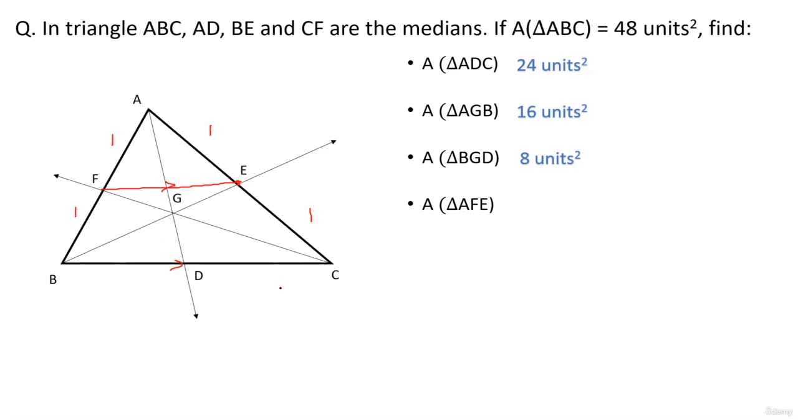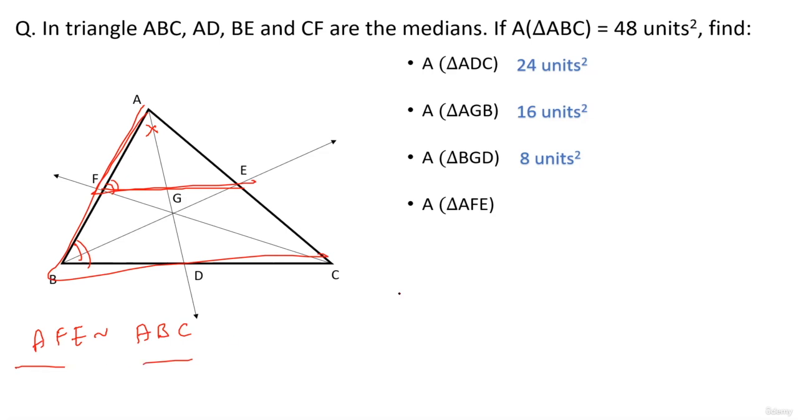If FE is parallel to BC, guys, can I say AFE will be similar to ABC? Yeah, these two form corresponding angles of parallel lines, right, across transversal AB, right? So I can say that this angle will be same as this angle, corresponding angles. Okay, and A is the common angle, right? So guys, triangle AFE will be similar to ABC, right? AFE will be similar to triangle ABC by the AA test.